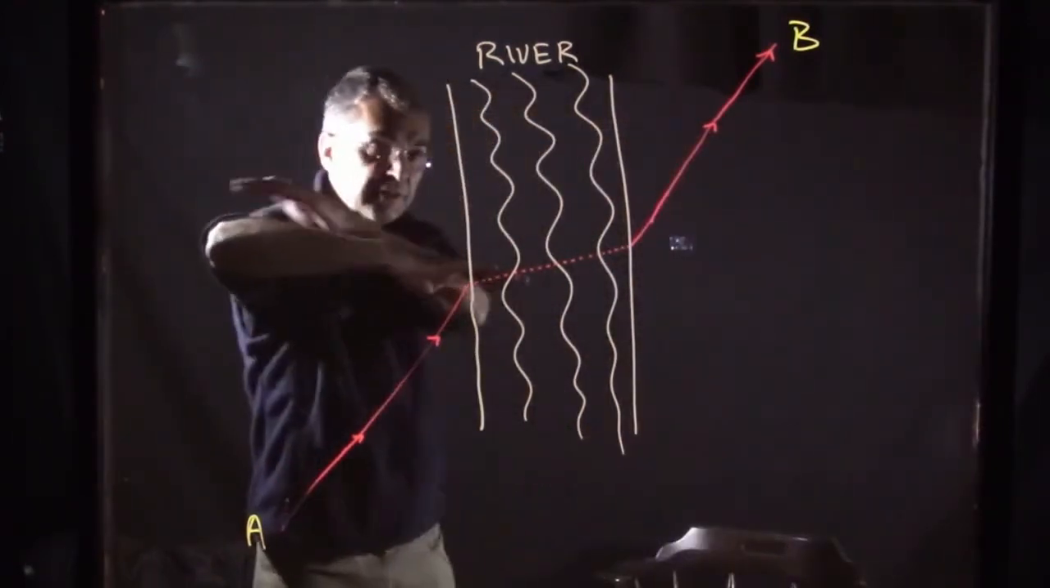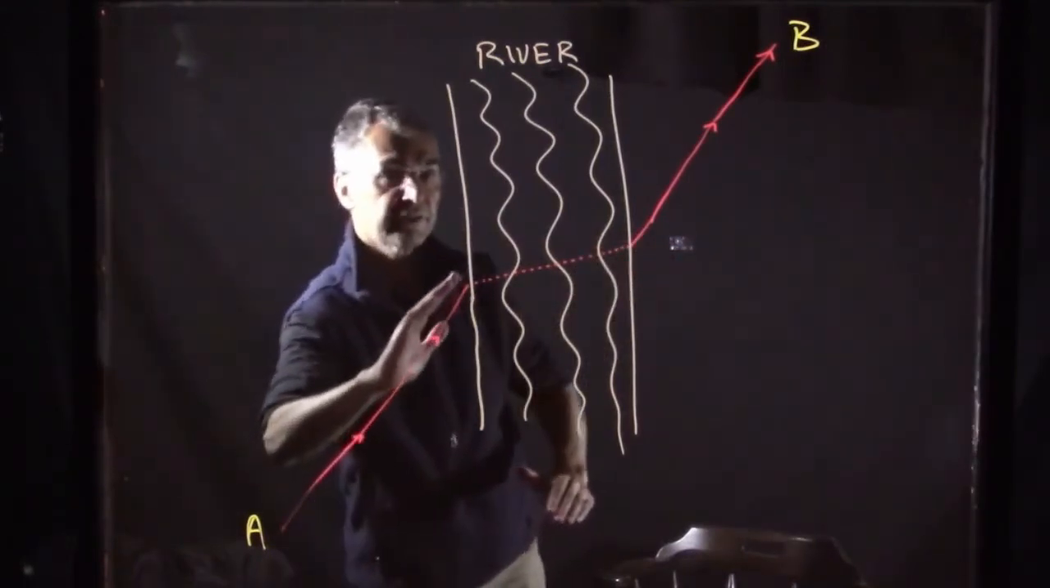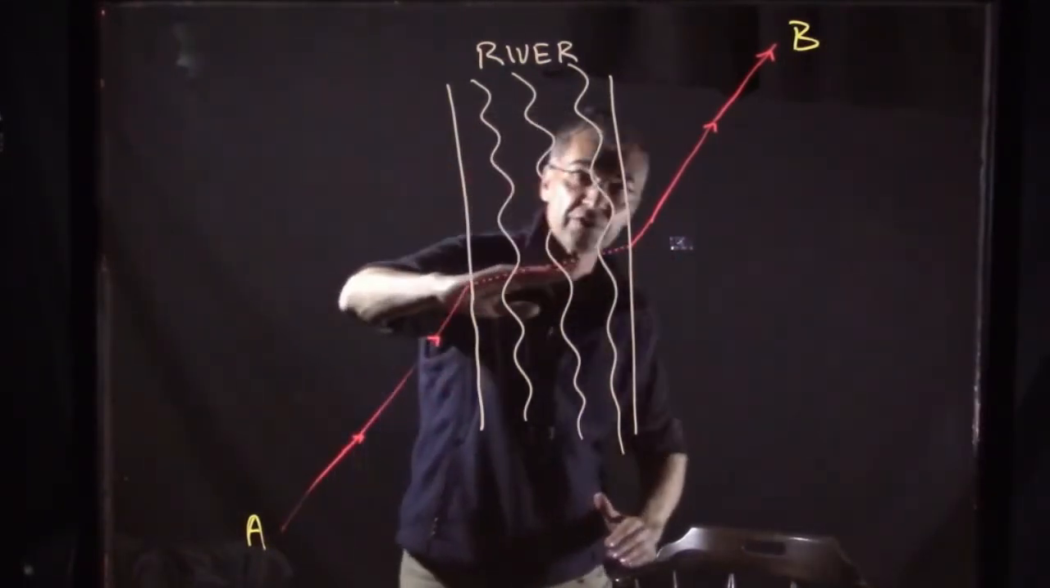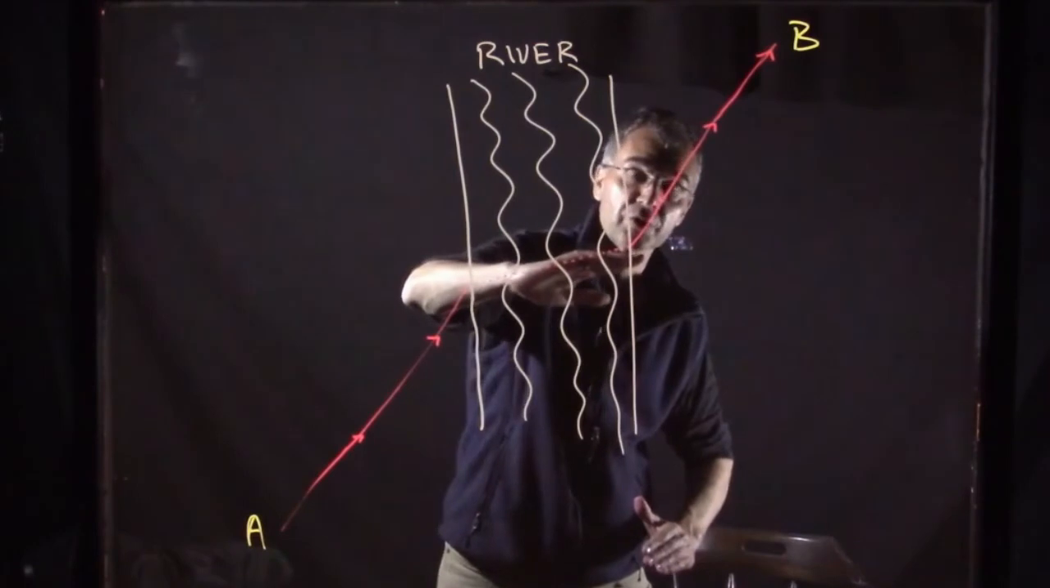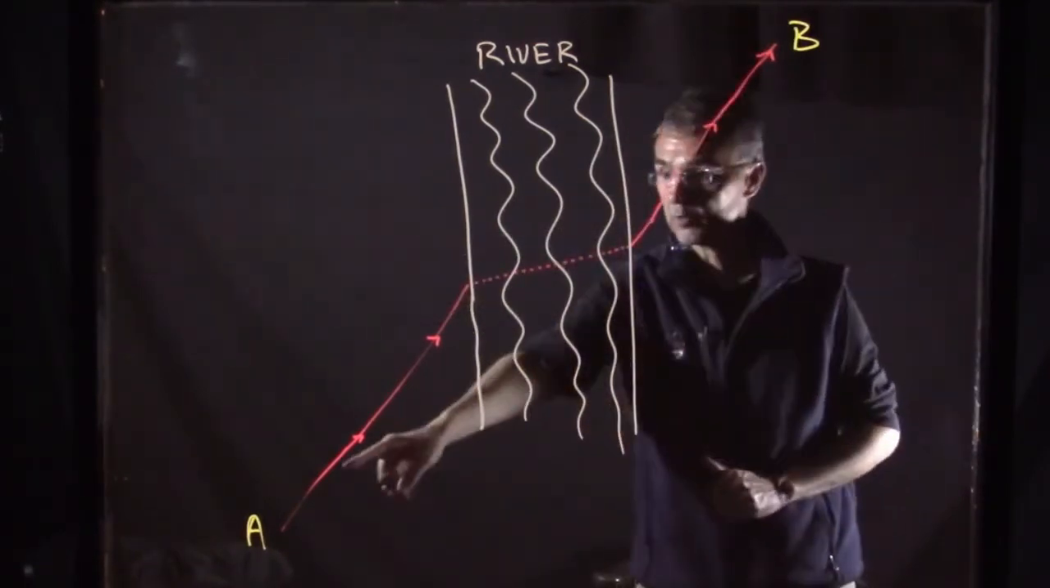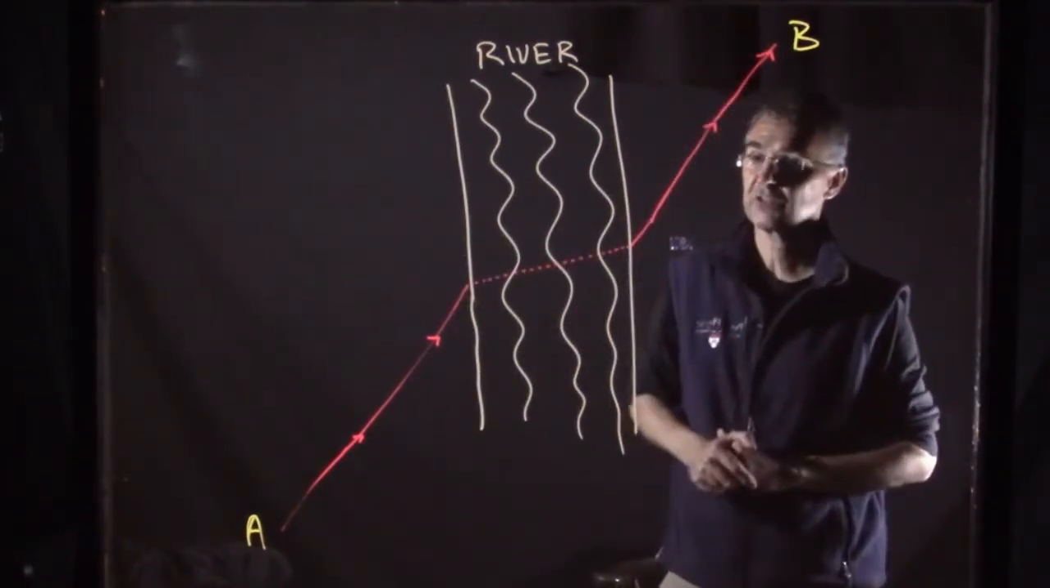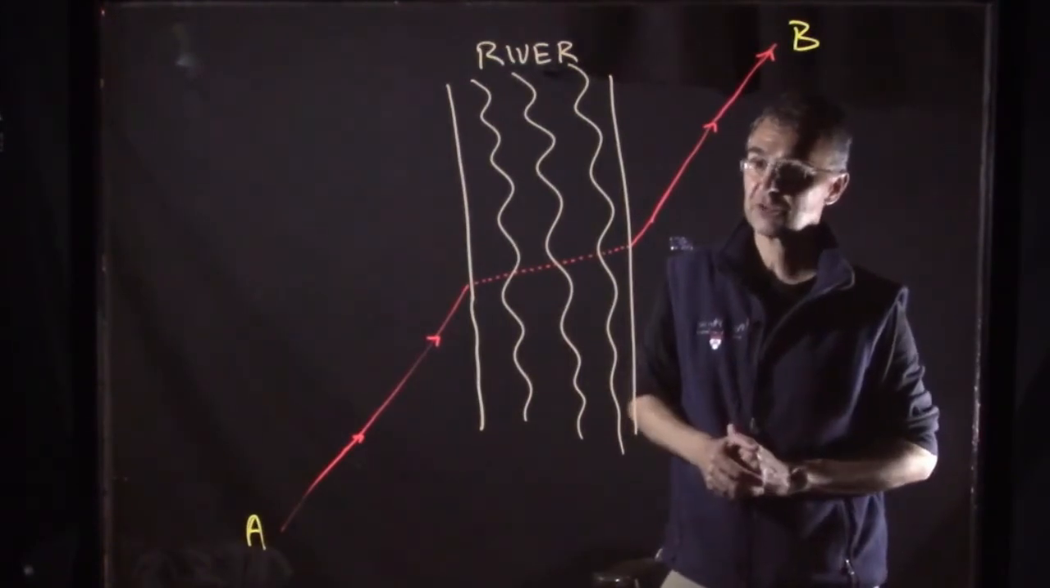If you were going perpendicular, then you would just keep going straight. But if you're already going at an angle, then you change your direction so that the distance that you travel through the slow medium is a little shorter, and then you go back. And so you want to spend a little bit more distance in the fast medium, a little bit less distance in the slow medium. And we can see that in the demonstration with the laser and the glass block.